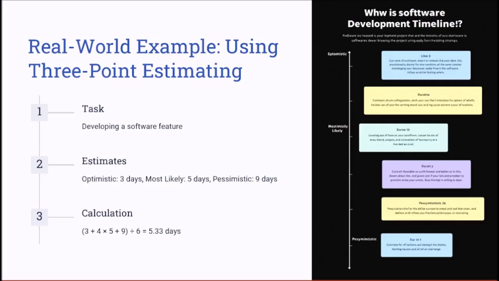Using this formula, the expected duration is calculated as 3, the optimistic estimate, plus 4 times 5, the most likely estimate, plus 9 days, the pessimistic estimate, and then we divide by 6. The result is 5.33 days. This is how to calculate the three-point estimate, and this calculation provides a realistic time frame considering the uncertainty.